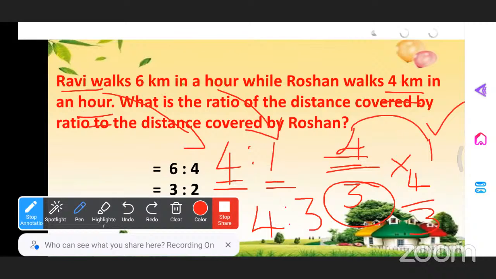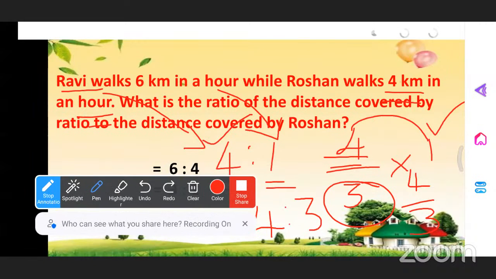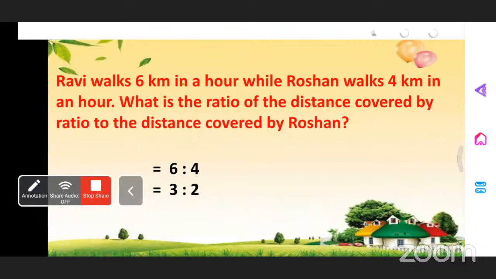Now the answer is 4 is to 1 and 4 is to 3. We cover the distance, 4 kilometers and 4 kilometers, in different times. Here we take 2 hours, here we take 1 hour. Okay, Kana? All are clear about this sum? Any doubts? No doubt, ma'am.